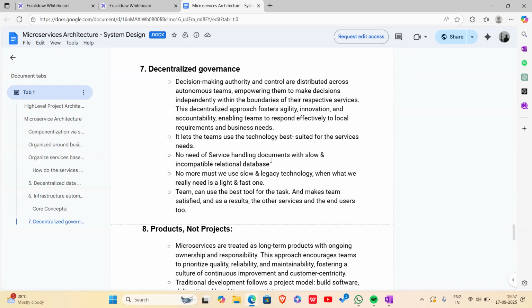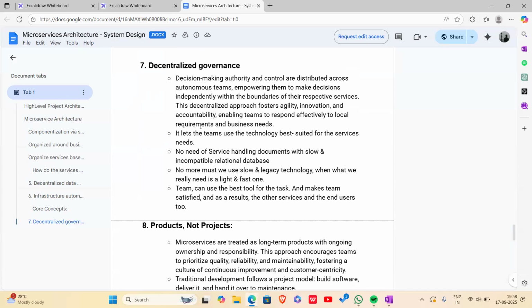Decentralized governance is nothing but decision-making authority and control being distributed across teams. The team is going to make the decision, not always the higher officials, empowering them to make decisions independently. So the team does things which they want and makes progress faster. This is a very nice one.